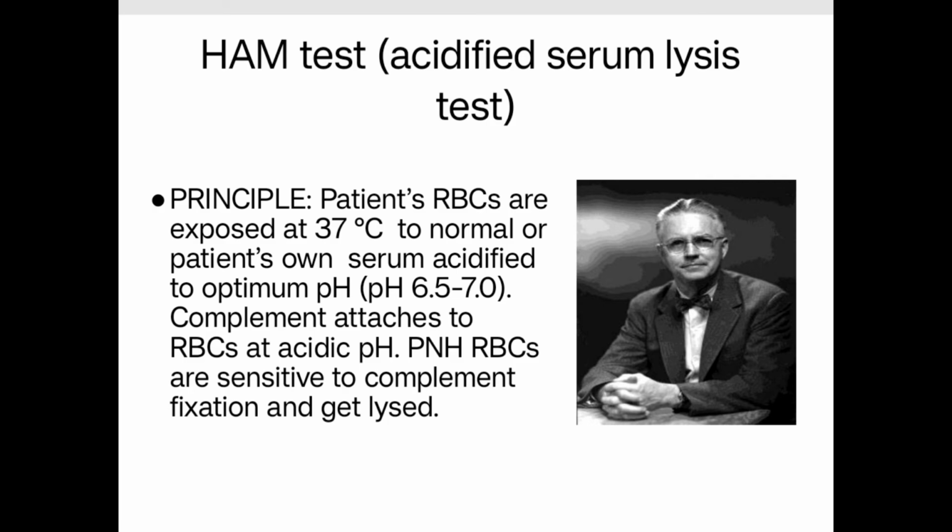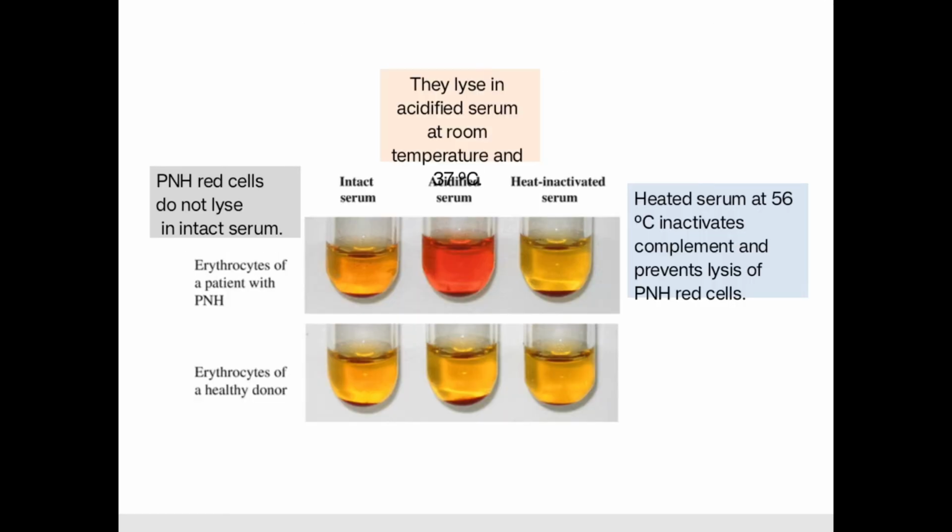Starting with the Ham test, it is also known as the acidified serum lysis test. The name itself suggests the procedure. The principle is complement added to the RBCs at acidic pH. So the patient's RBCs are exposed to the serum at 37 Celsius, or the patient's serum is acidified to the optimum pH. PNH RBCs are sensitive. So this image shows normal healthy donor erythrocytes are not hemolyzed, while erythrocytes of the patient with PNH are lysed in acidified serum.